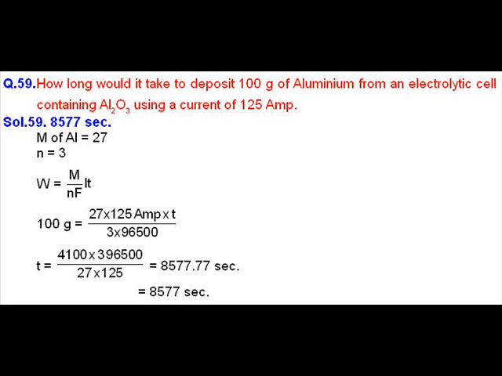n is the valence factor, so the valency factor here is 3 as aluminium is going from +3 to 0, and F is Faraday's constant, that is 96500. And from here we can find out the time required to deposit that amount, that is 8577 seconds.